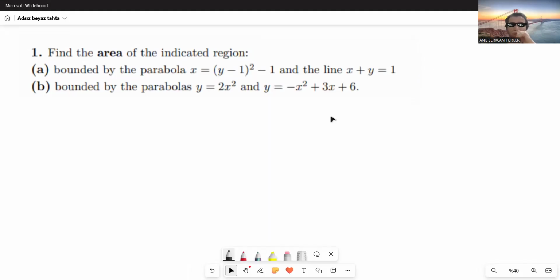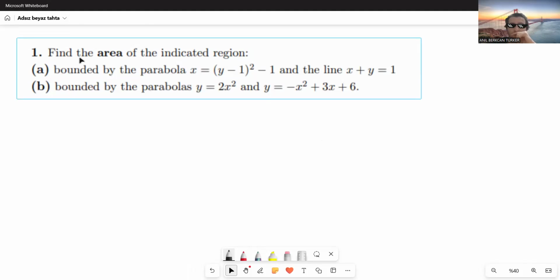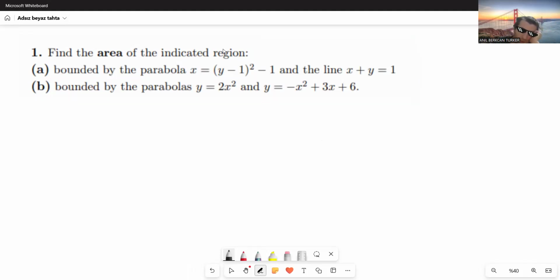Okay, let's start with our first question. Find the area or express the area via integrals. In part A, we have a curve like that. This curve is in terms of y, so let me put it in this way. So it's like x equals (y minus 1) squared minus 1, so it's like a parabola like this.